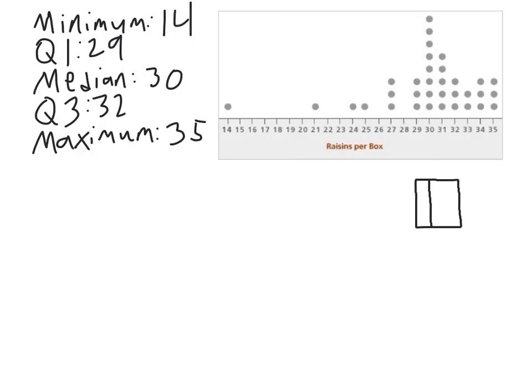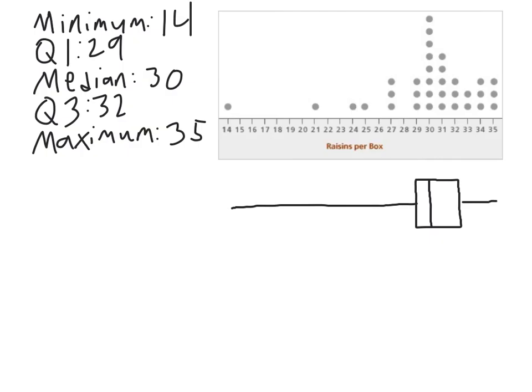So now let's draw the whiskers. Each of those will be 25% of the data. And those will go from each of the quartiles to the minimum or the maximum. So first from the first quartile to the minimum, so from 29 to 14, and from the third quartile to the maximum, so from 32 to 35.